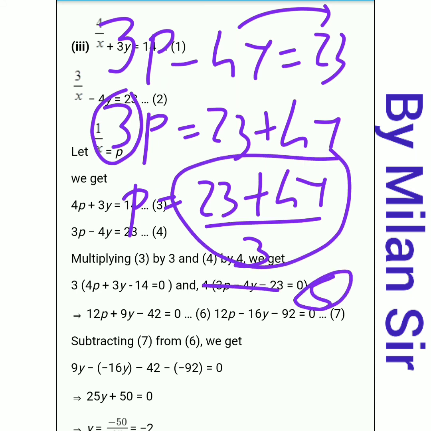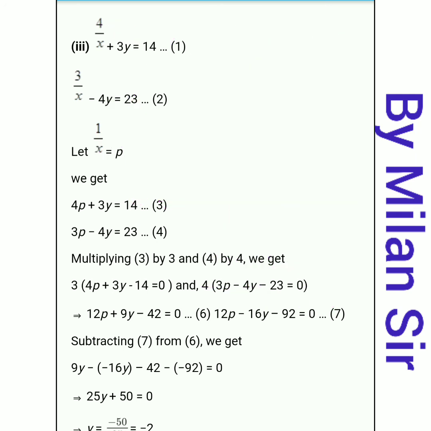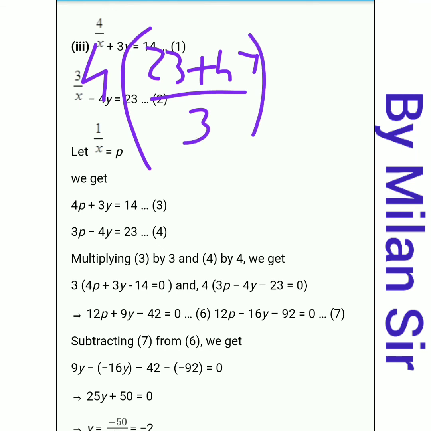p is equal to 23 plus 4y divided by 3. I am getting this equation from equation number 4. So I need to put this value in equation number 3. Okay, I need to put the value of p in equation number 3. So equation number 3, 4p. Now instead of p, I can write 23 plus 4y divided by 3, right? I am putting the value of p here, so 4p, then plus 3y as it is and is equal to 14 as it is.